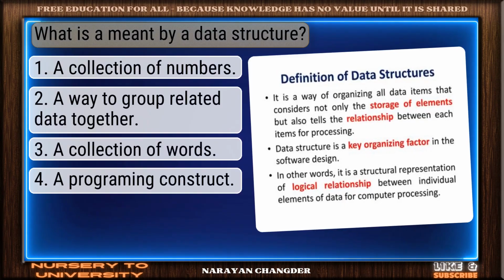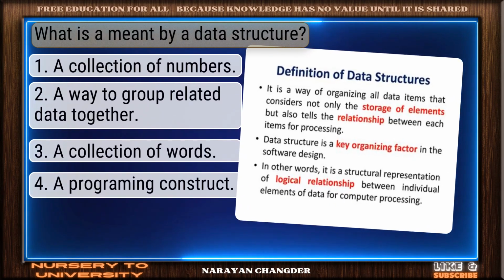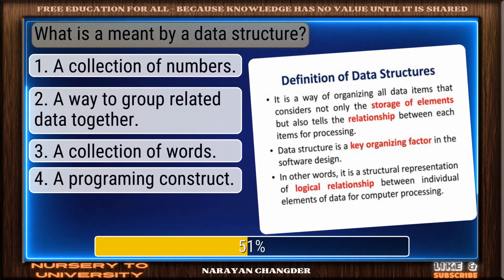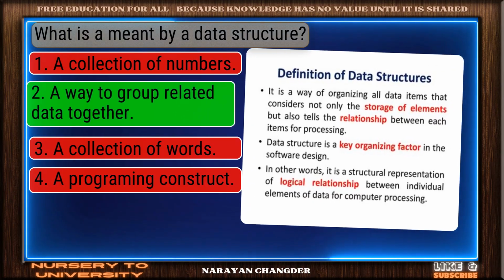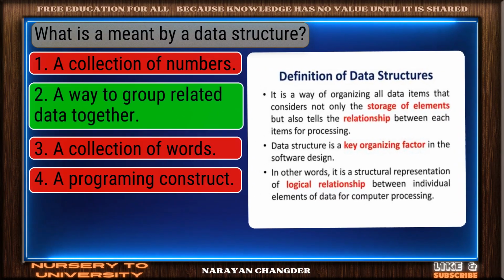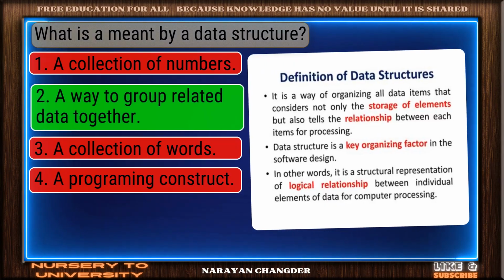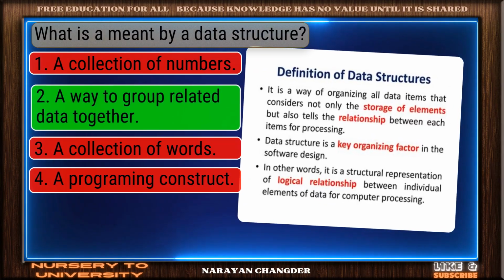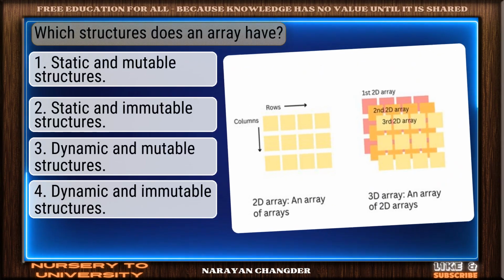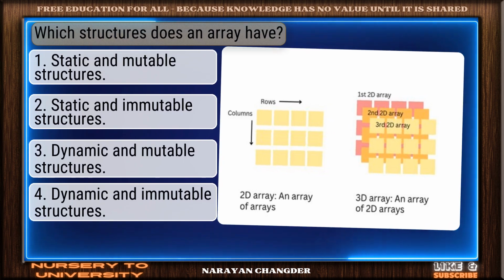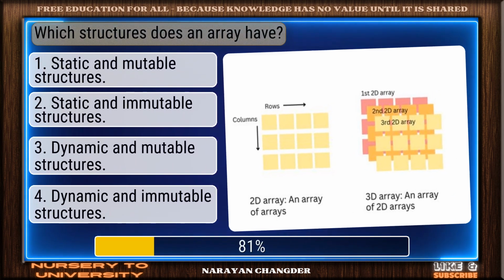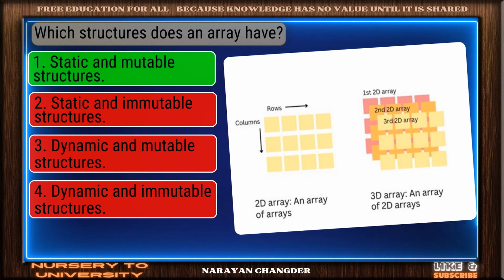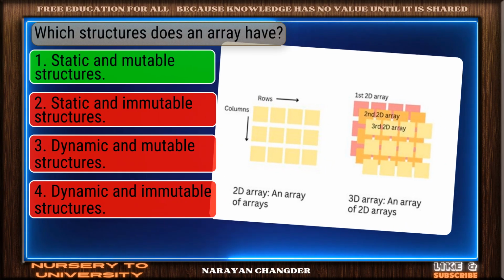Question number 9. What is meant by a data structure? Clear logic. Your choice, a way to group related data together, is sound and 100% true. Question number 10. Which structures does an array have? Strong choice. Static and mutable structures is the right answer.